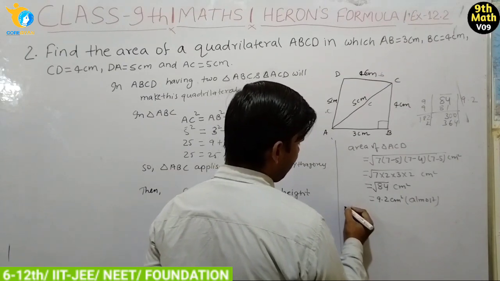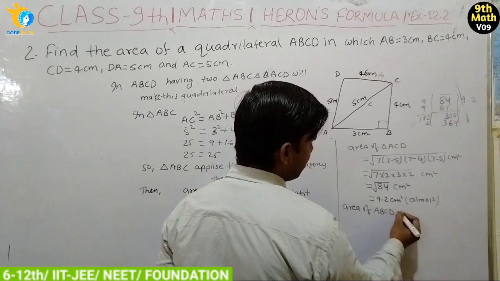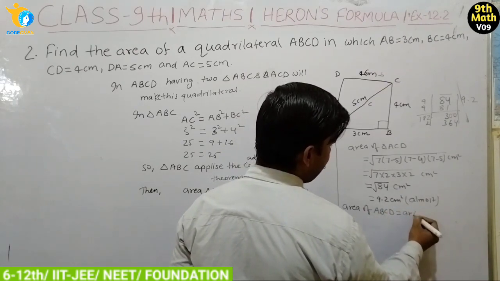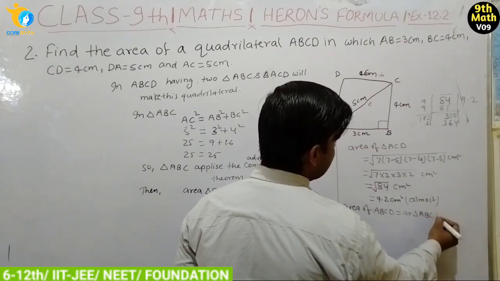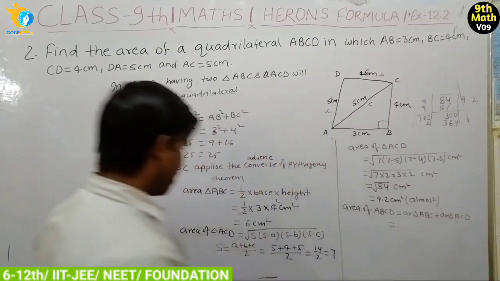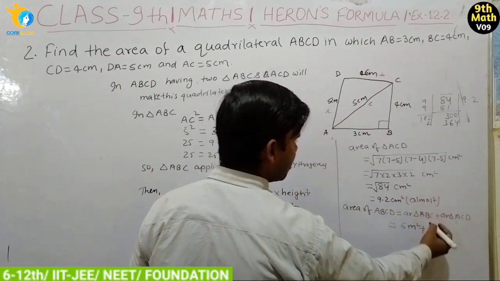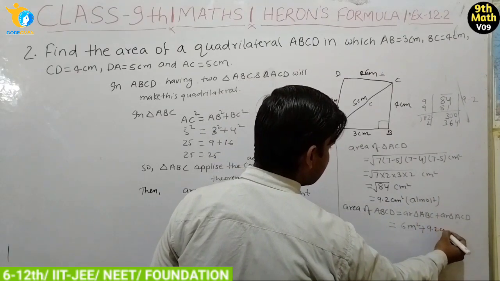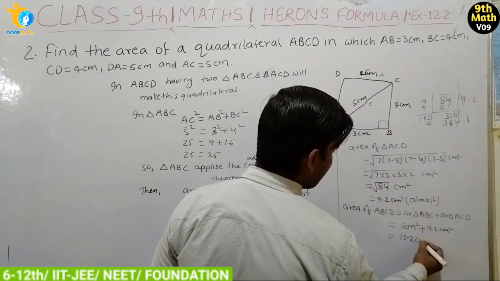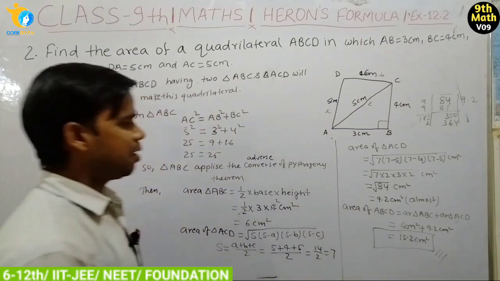Then finally, area of quadrilateral ABCD is the area of triangle ABC plus area of triangle ACD. Area of triangle ABC is 6 centimeter square, and area of triangle ACD is 9.2 centimeter square. Then finally 15.2 centimeter square is the area of the quadrilateral ABCD.